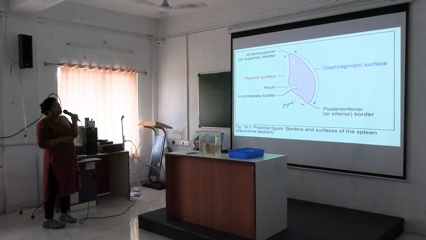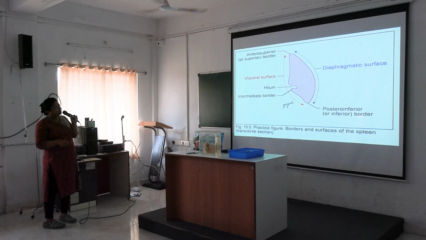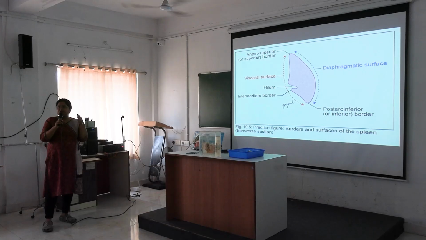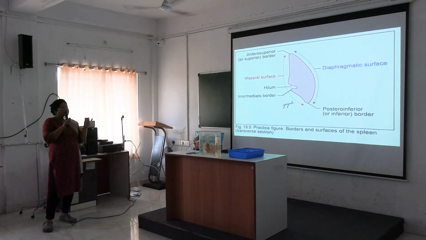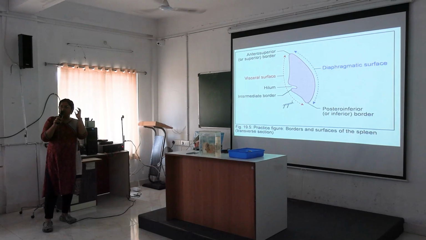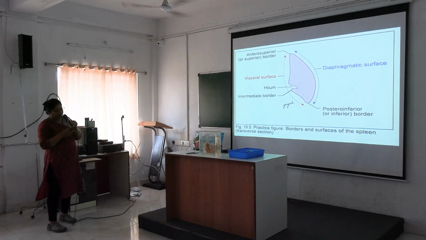Two borders have been shown. This is the antero-superior or superior border. This is the posterior-inferior or inferior border. And sometimes near the hilum, a ridge-like structure is considered as the intermediate border. Mainly two borders, you say.